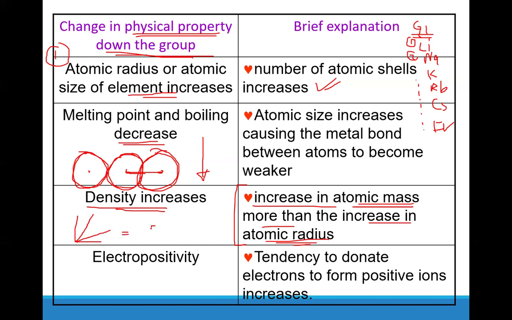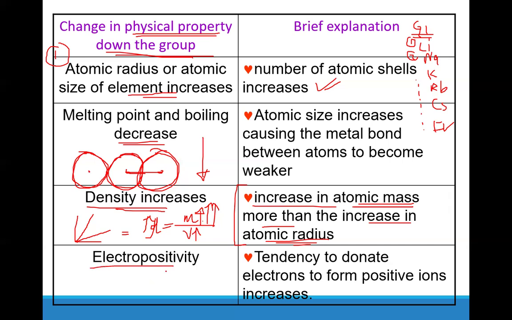And obviously, you must have studied in physics, density is inversely proportional to volume, yes. So density is basically the ratio of the mass per unit volume, right? So if the mass is increasing at a much higher rate as compared to the volume, that means there is an overall increase in the density, right? There is a greater increase in the numerator as compared to the denominator. So density overall increases down the group.